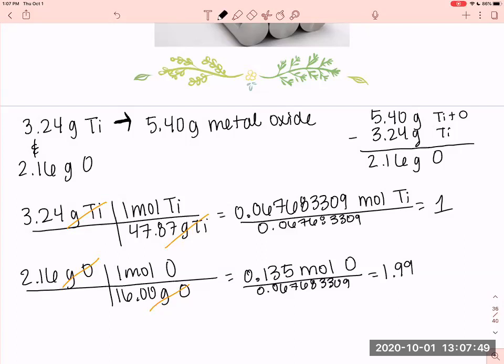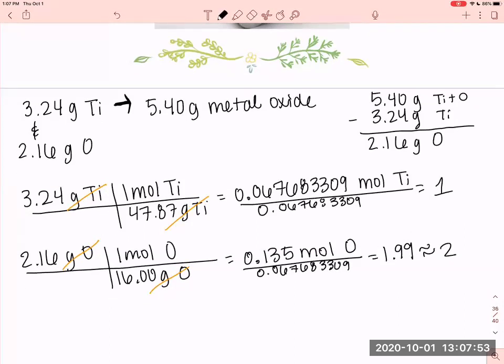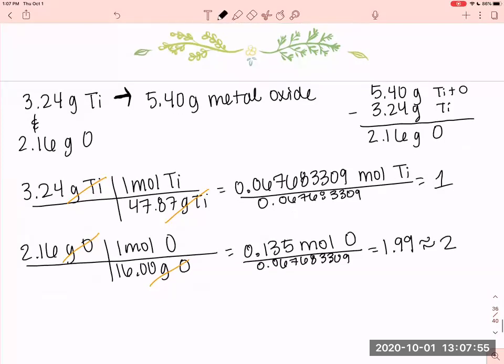Ooh, look at that beautiful 1.99. We can round that to 2. So what do we get? We get a 1 for titanium, so that means that we're going to have Ti with a 1, and we get a 2 for oxygen. TiO2 is going to be, those are going to be my subscripts.